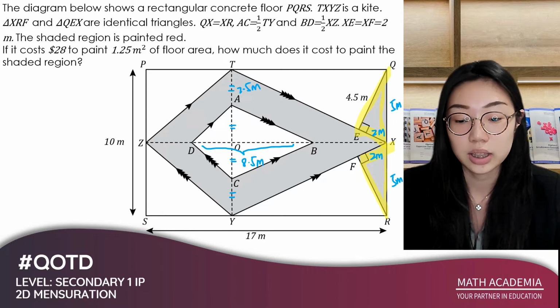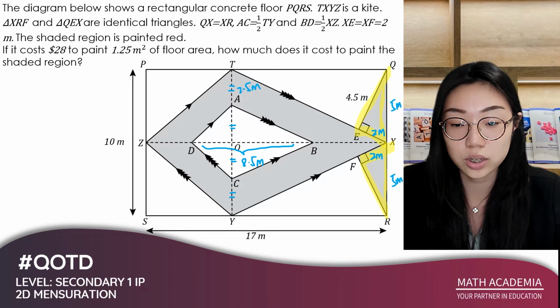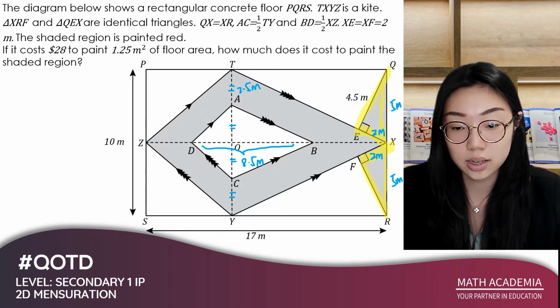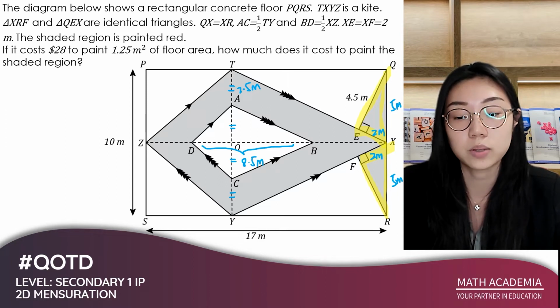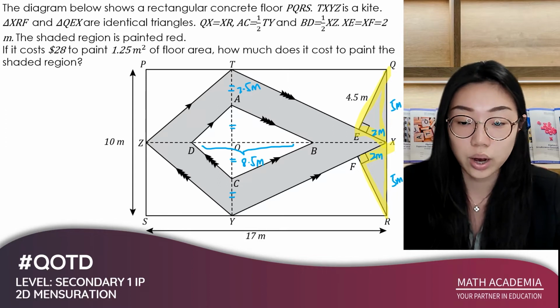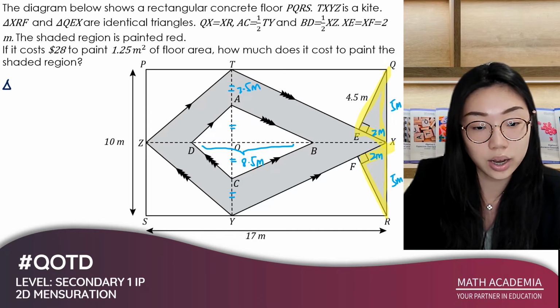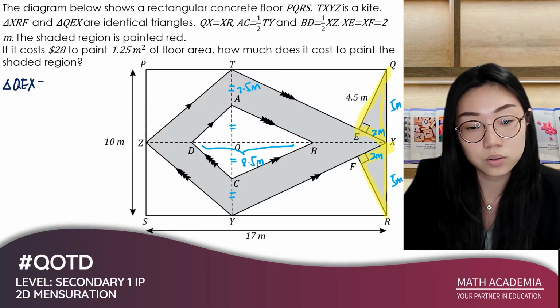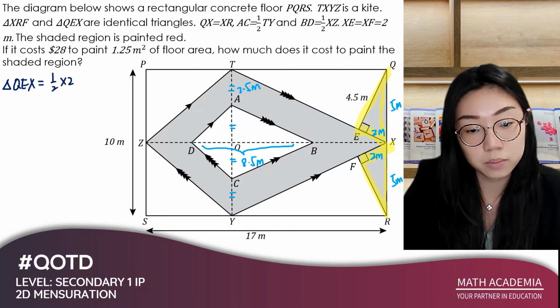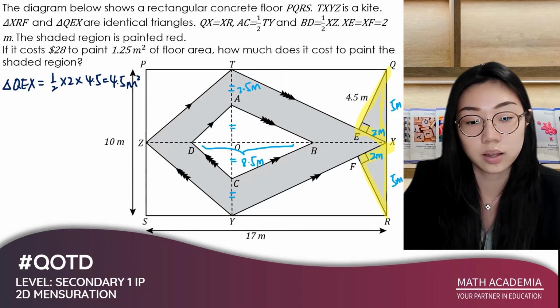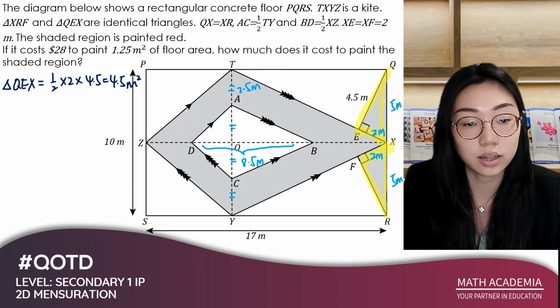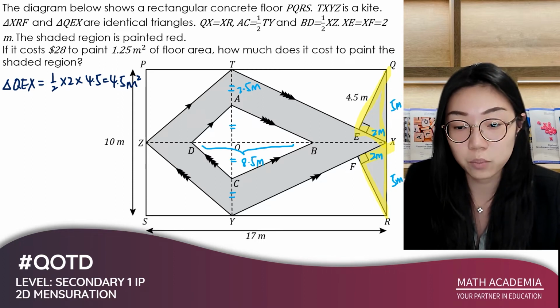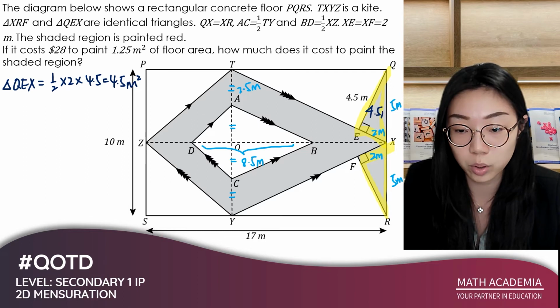Let's start with the easiest shape to find, which is the triangle QEX. We know that the area of a triangle is half times base times height. So the area of triangle QEX equals half times 2 times 4.5, which equals 4.5 meters squared. And since triangle QEX is identical to triangle XRF, both of them would have an area of 4.5 meters squared.